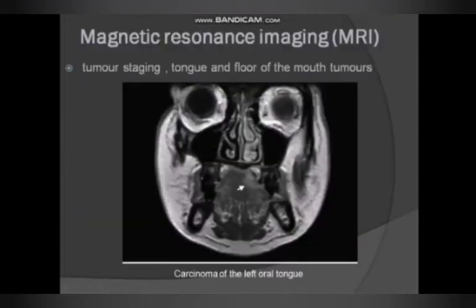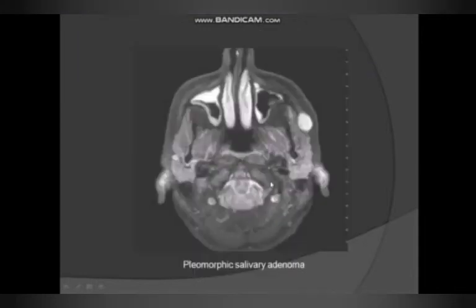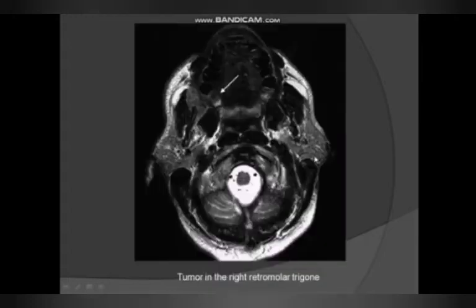MRI is used for tumor staging, tongue, and floor of the mouth tumors. Like here we have a carcinoma of the left oral tongue. And we have the polymorphic salivary adenoma, a painless, gradually enlarging swelling on the left side, and a tumor in the right retromolar trigone.